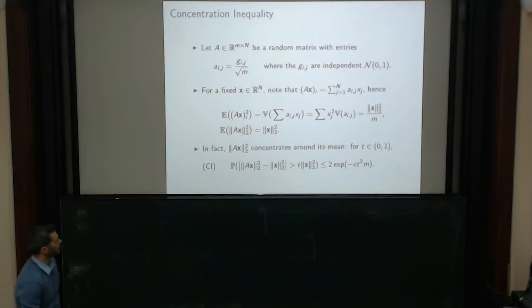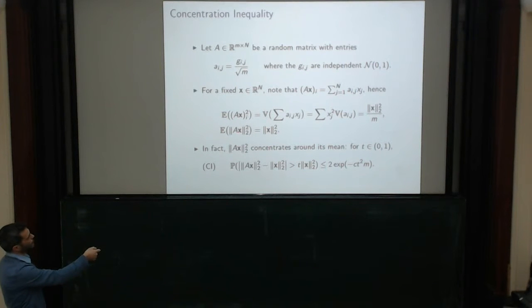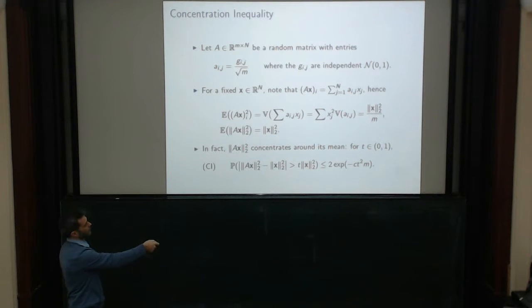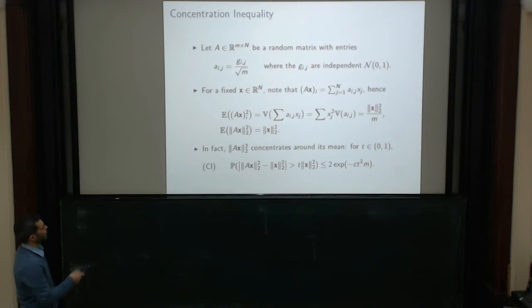We want, in fact, something a little stronger than that. We want this quantity to concentrate around its mean. In other words, for a given t between 0 and 1, the probability that the absolute value of the difference between the norm of Ax squared and the norm of x squared is larger than t times the norm of x squared should be small. The failure probability should be smaller than exponential of minus c t squared M. What you should notice here is that when M is large, this goes to 0. So the first thing I want to do is prove this concentration inequality for Gaussian random matrices.